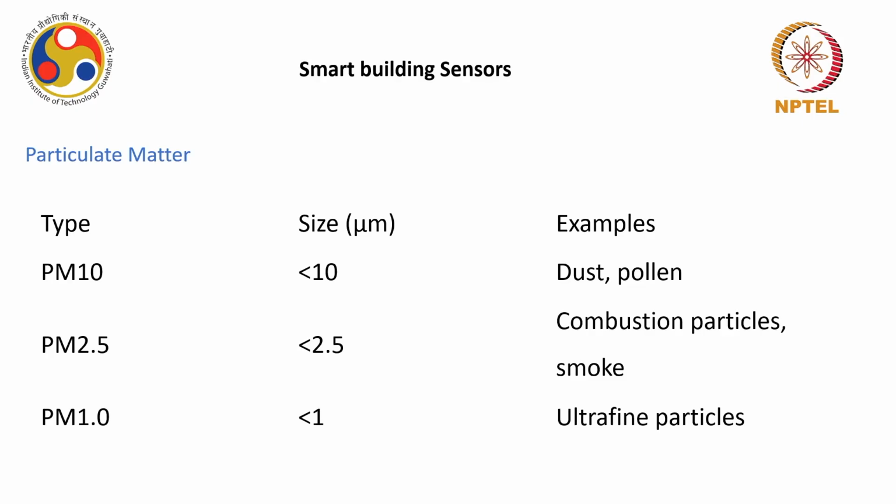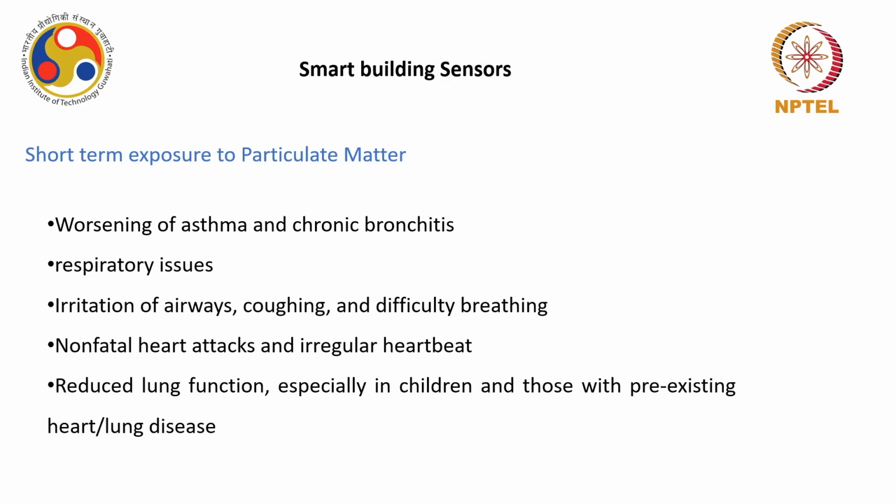If you have PM10, it means the particle sizes are less than 10 micron. The example can be dust and pollen. PM 2.5 includes any particles which are less than 2.5 micron in size and includes some combustible particles, smoke, etc. Then another kind of particulate matter is PM1, which has size less than a micron, and these are known as ultrafine particles.